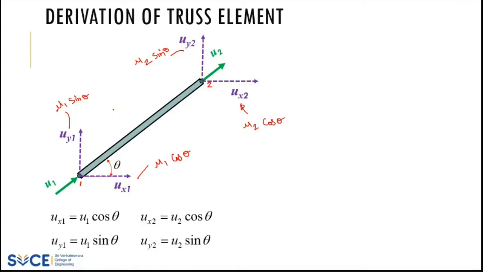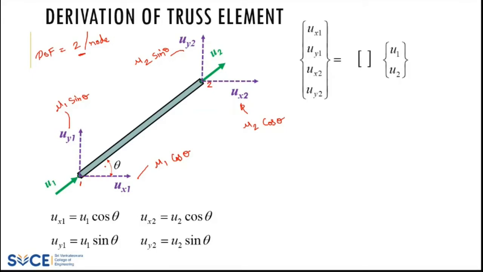One nodal point is having two displacements now, right? So how many degrees of freedom do we have? The degrees of freedom here is 2 per node. So one node is having 2 degrees of freedom. For the bar element, we have only one. Since it is inclined, when you resolve it, you are getting 2 now, right? So there is a difference here: degrees of freedom is 2 per node. Okay, let us write this in matrix form. I'm writing it like this: ux1, uy1, ux2, uy2.